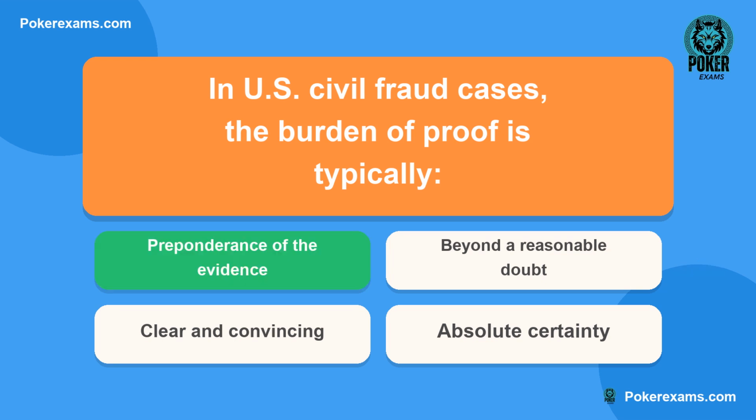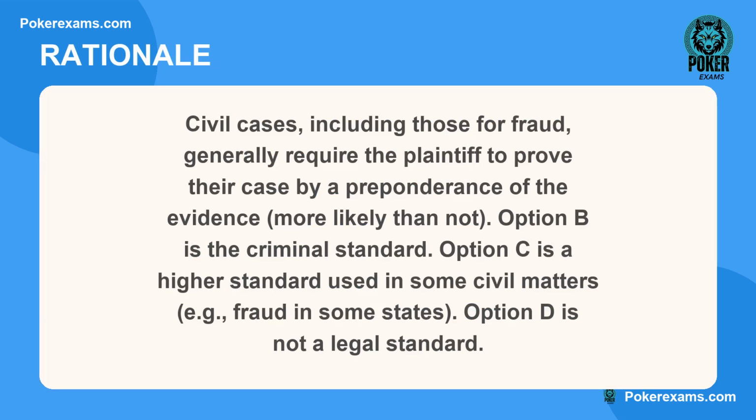The correct answer is A. Here is why. Civil cases, including those for fraud, generally require the plaintiff to prove their case by a preponderance of the evidence, more likely than not. Option B is the criminal standard. Option C is a higher standard used in some civil matters, e.g., fraud in some states. Option D is not a legal standard.